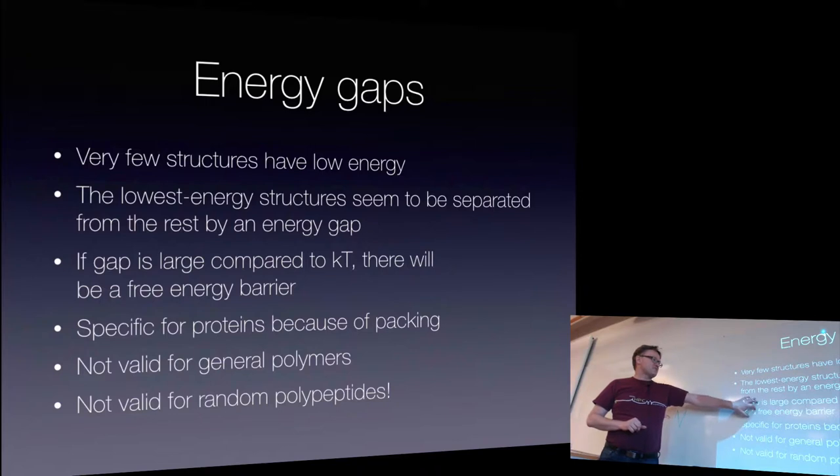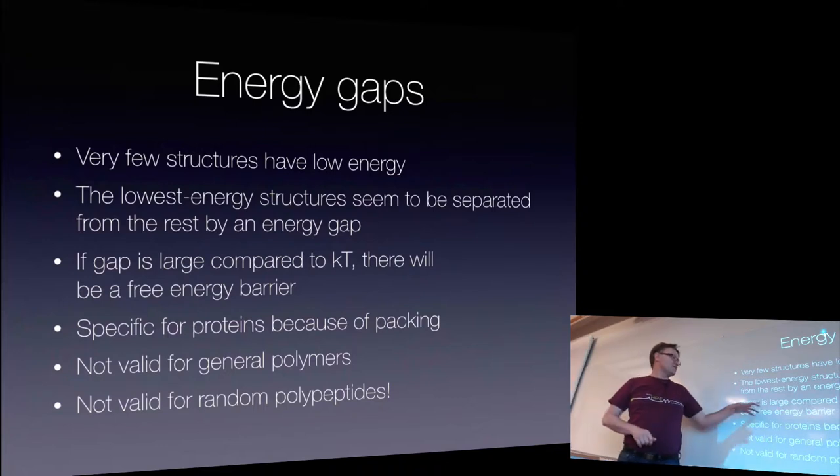And if this gap between the lowest and the second lowest one is much larger than kT, there should be some sort of barrier here. It's hard to get over that gap because this is literally a gap. There has to be a gap in the energy. On the other end, if the gap is much smaller than kT, we will be able to gradually move over it just by kT, and that's bad because then it's not going to be well defined.